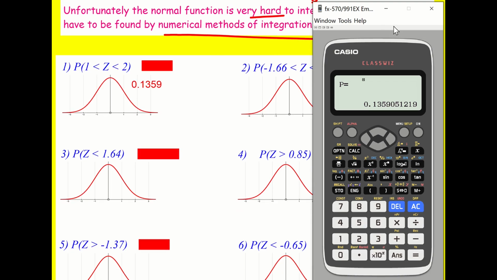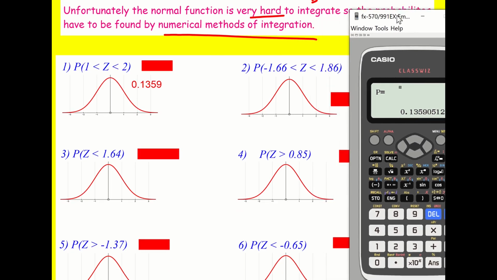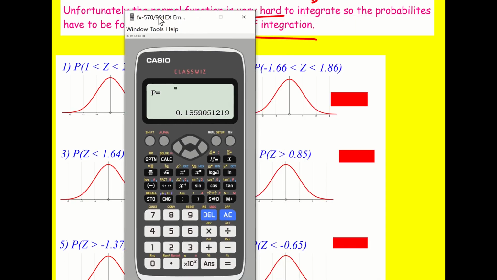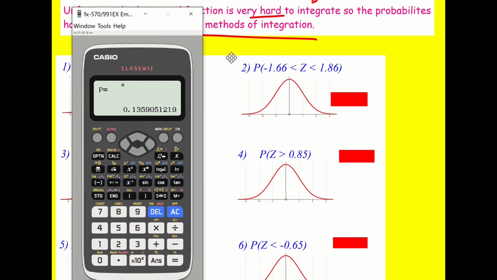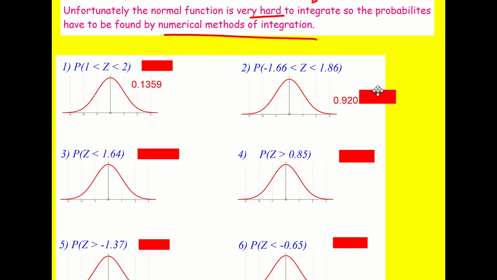Okay, so now I've said that, I'm going to go through a few, but I want you to try this question to yourselves. Okay, let me talk through this one. If you press equals, you get back to the main menu, and all you do is replace your lower limit by 1.66 and your upper limit by 1.86, and we get our answer, 0.9201.